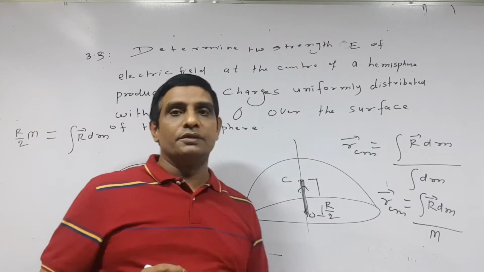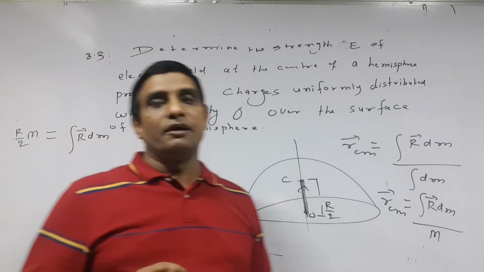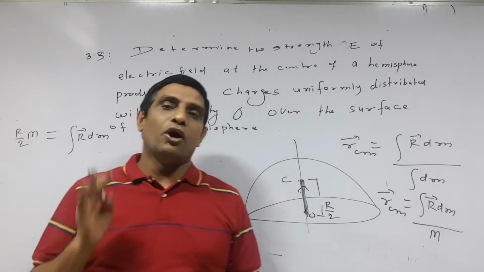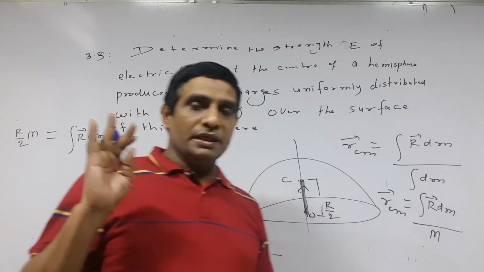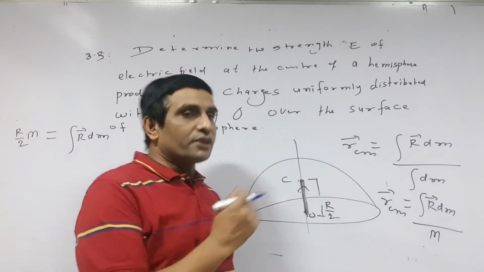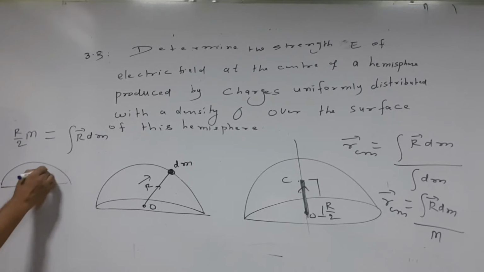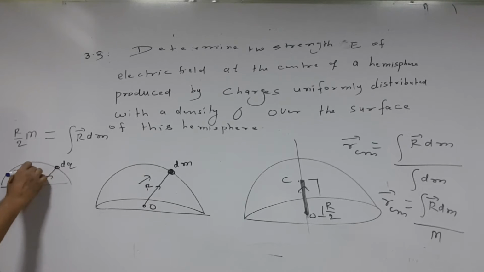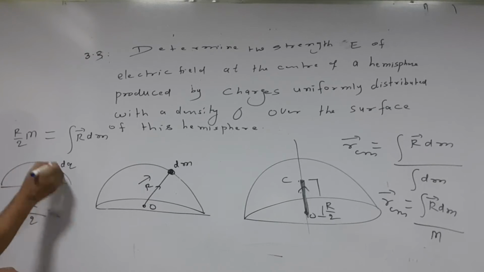Now, if a similar equation is thought by you or me, in that we take dq in place of dm, and we consider at this hemisphere a charge dq in place of dm. Then your r is here. So the same equation will be R by 2 M, where M will be replaced by the total charge on this sphere.